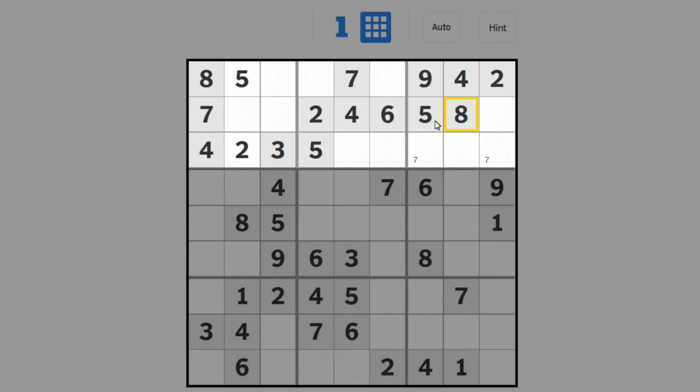All right, number 8 appears twice. Number 8 appears in this block and it appears in this block. So in block 1 we have an 8. In block 3 we have an 8. Top row is taken care of. The middle row is taken care of. So this block must have an 8 in it, and it can only be here in the bottom row.